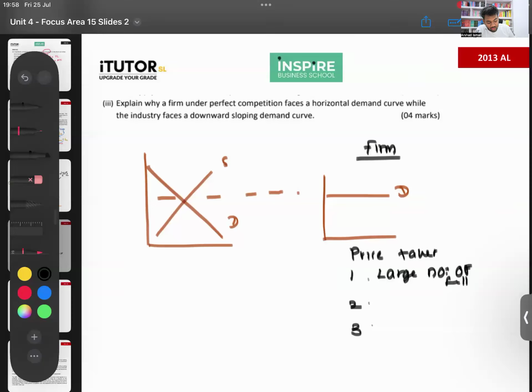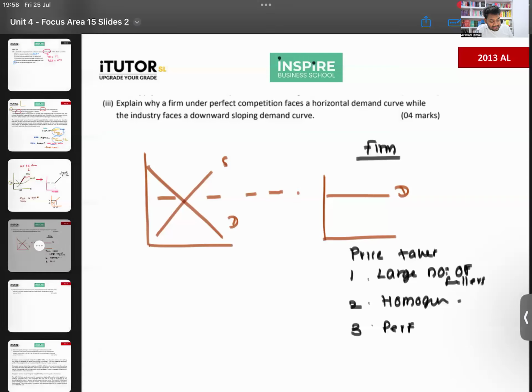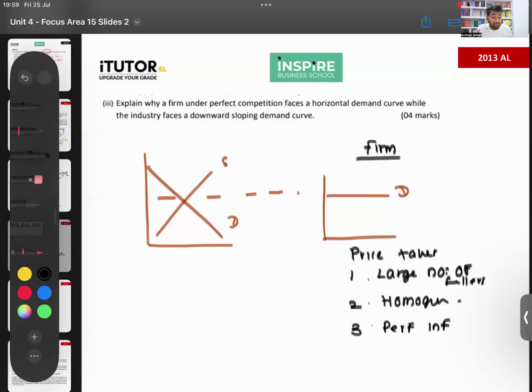So you're just one small fellow. Another one, you're selling the same product as others: a homogeneous product. The other one, there is perfect information. So because of all of this, a firm in perfect competition is a price taker. They have a horizontal demand.